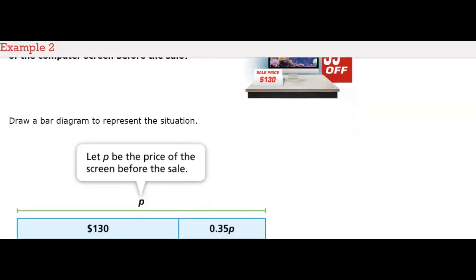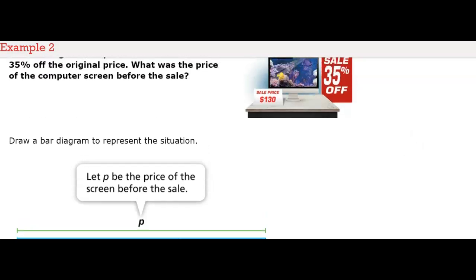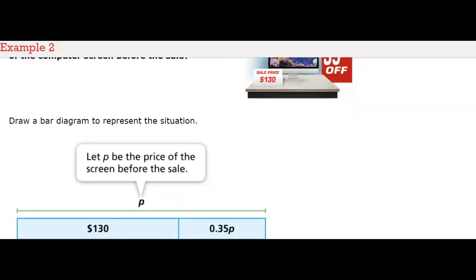I showed you in a previous lesson that when you have a percentage, you have that invisible decimal at the end of the percentage and you move it over 2 places. So 35% as a decimal is 0 and 35 hundredths. And that's going to be multiplied times the price P of that screen.